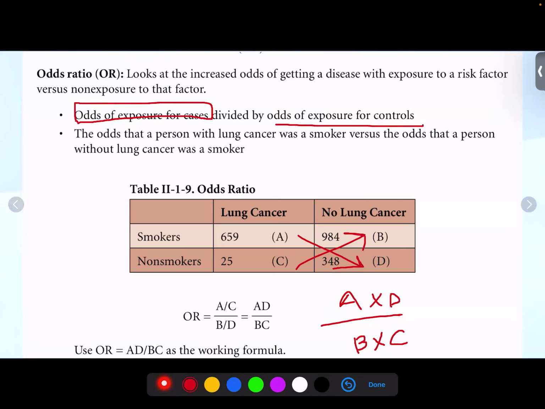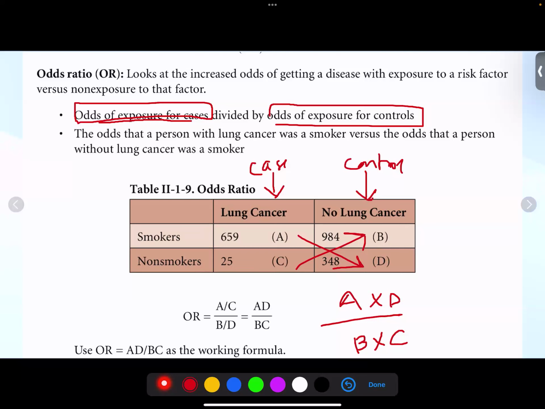Odds of exposure for cases divided by odds of exposure for controls. So these are the cases, and this is the control group. That is why we discussed that in a case-control study we use the odds ratio. The first column is cases, and the second column is controls.